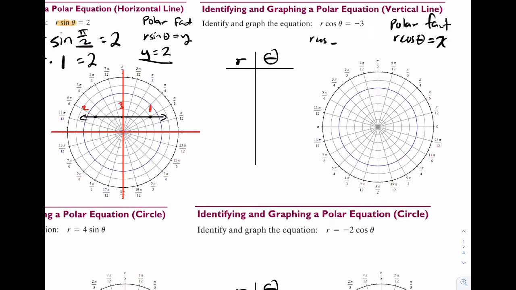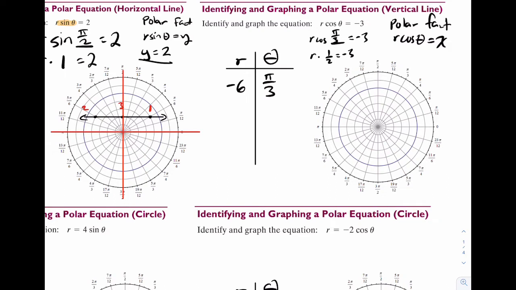r cosine blank equals -3. So for sine, we like pi over 6. For cosine, we like pi over 3. That's because cosine pi over 3 is 1/2. So if theta is pi over 3, r is going to be -6.